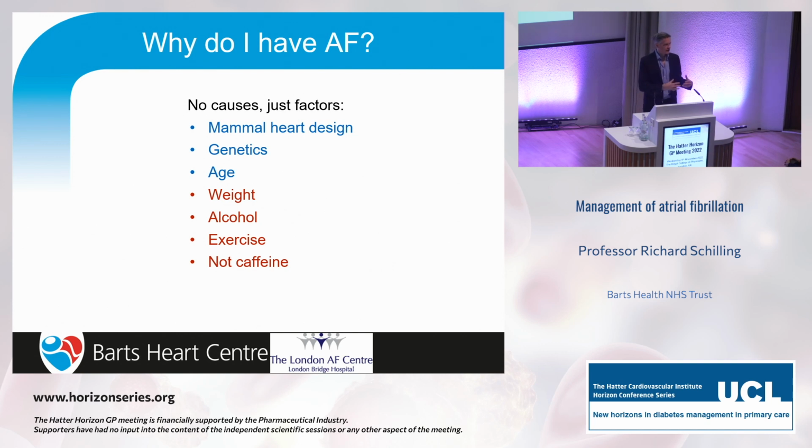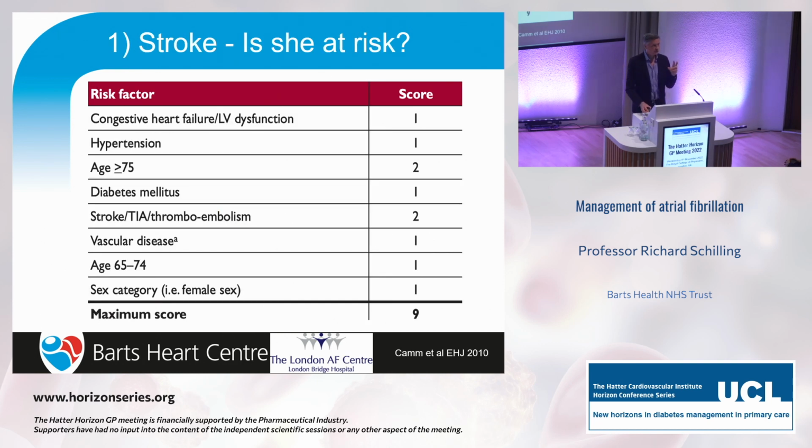Age is another one of the factors that is out of our control. The older you get, the more likely you are to have AF, such that 10% of people over 70 have AF. The things that are in their control, in order of importance, are weight, alcohol, exercise, but not caffeine. And I'll show you some more slides at the end if we have time just to describe that. So my number one priority is obviously to talk to them about why they have AF and what they can do themselves to improve that, and to talk about their stroke risk.